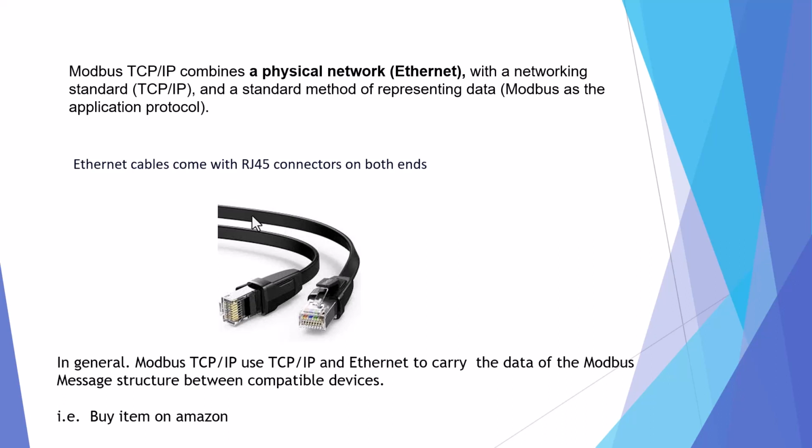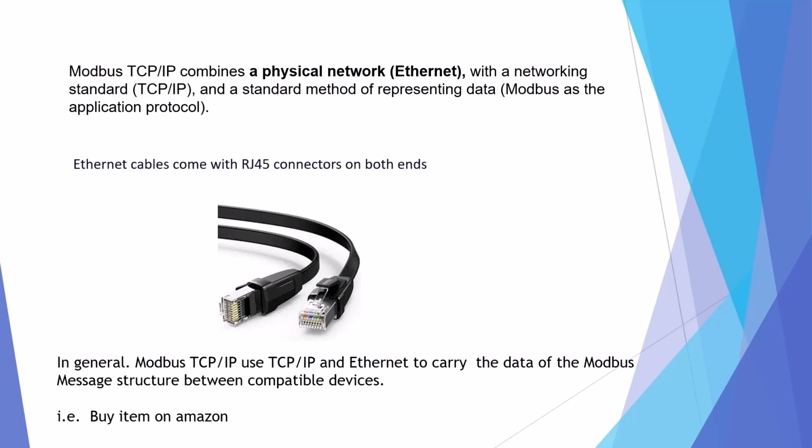We give you one simple example. If you buy some stuff on Amazon, they just care about delivering your stuff to your house at the correct address. They don't care about what you bought. So the transportation Amazon uses is called TCP/IP, but the item you bought is the Modbus message. This one is very simple.